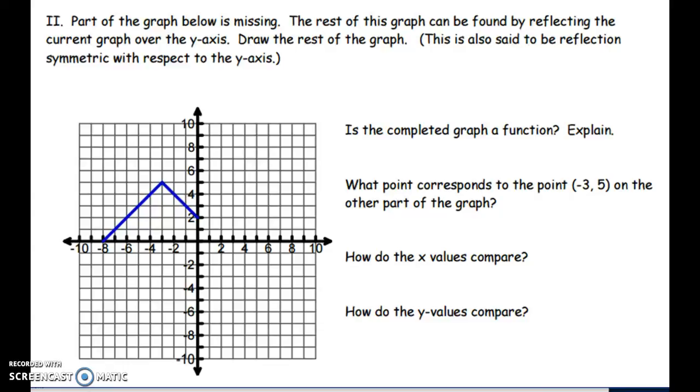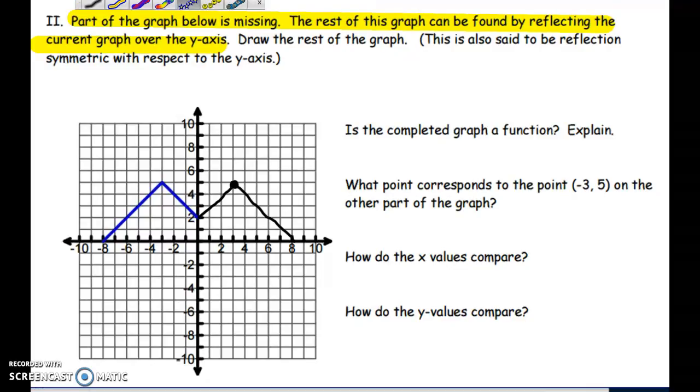So here we're going to now reflect about the y-axis. So once again, I'm asking you to follow along with me. It says part of the graph below is missing. The rest of the graph can be found by reflecting the current graph over the y-axis. Draw the rest of the graph. So again, pause and let's see if we don't end up with the same thing.